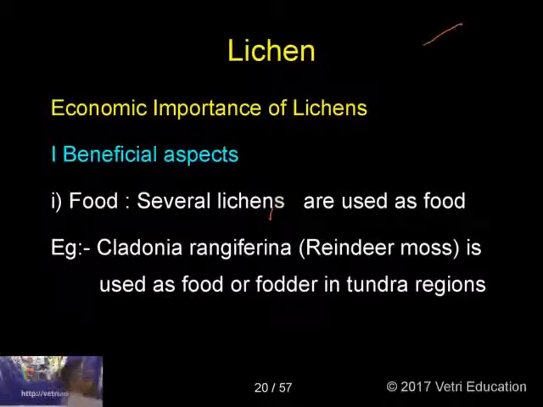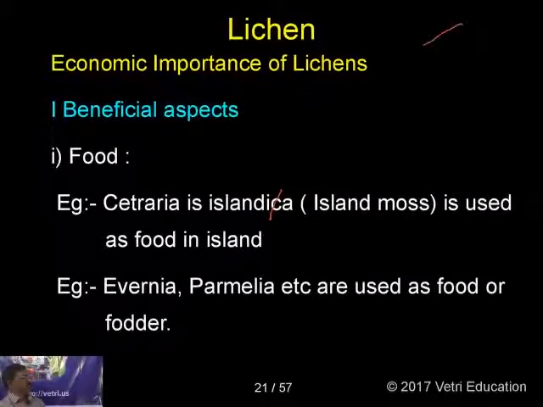And Cetraria islandica, this is called Iceland moss, is also used as food in island areas. For example, Evernia, Parmelia, etc. are used as food or fodder. Fodder means food for cattle. So these species may be taken by human beings or animals also.